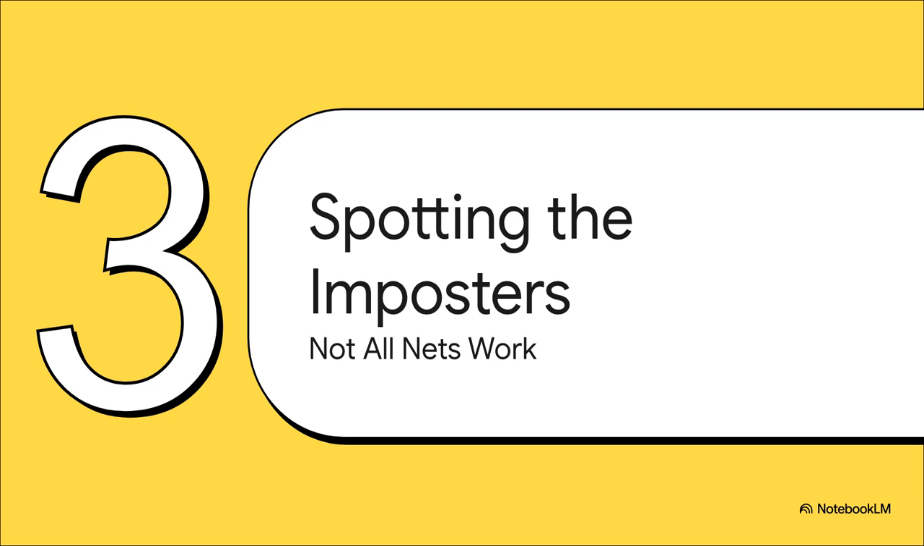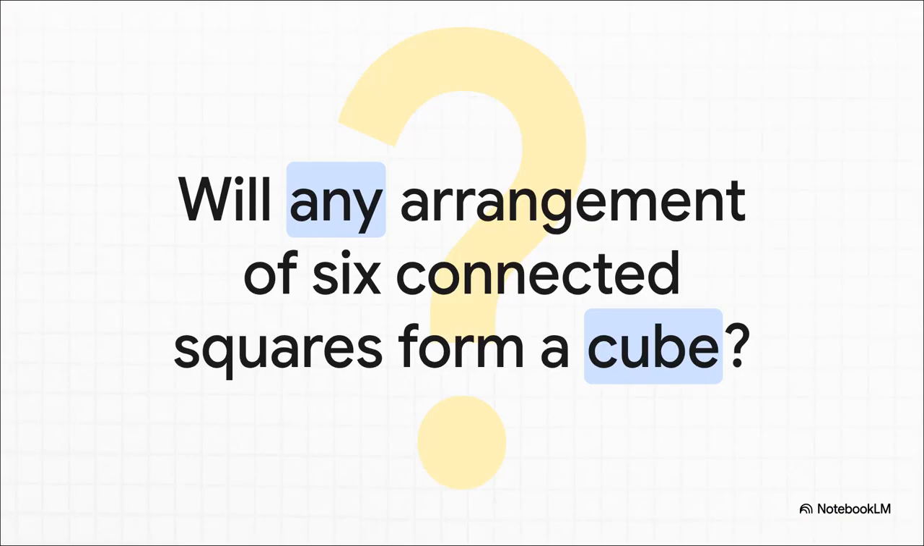Now you might be thinking, okay, just stick 6 squares together and you're good to go. But not so fast. We have to be on the lookout for imposters. These are shapes that look like they should work, but they just don't. Which brings up a really important question. Does any old arrangement of 6 connected squares actually fold into a cube?